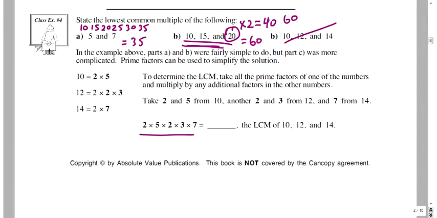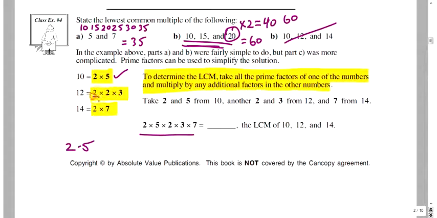To determine the least or lowest common multiple, take all the prime factors and multiply it by additional factors in the other numbers. This is different than greatest common factor. There we found what was common in each group. Here we're going to take all the numbers from one group, multiply it by some of the other ones. So this one here, that's prime factorized. This is prime factorized. That's prime factorized. Take all the numbers in one group. Let's go 2 times 5, okay? And multiply that by additional numbers that aren't already included.